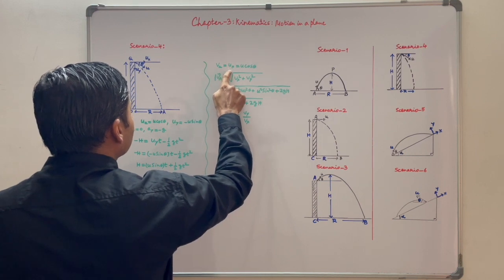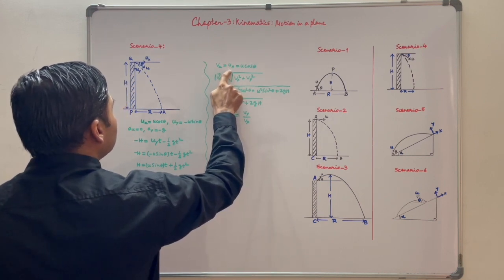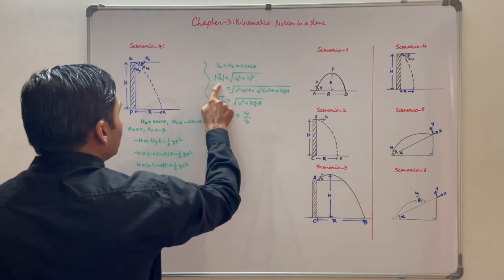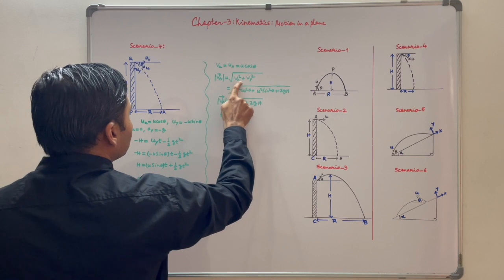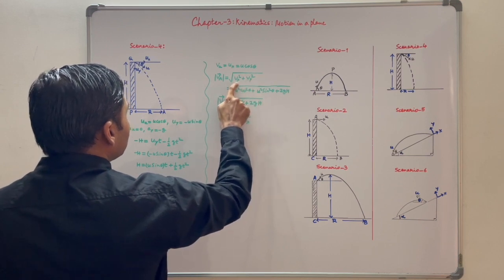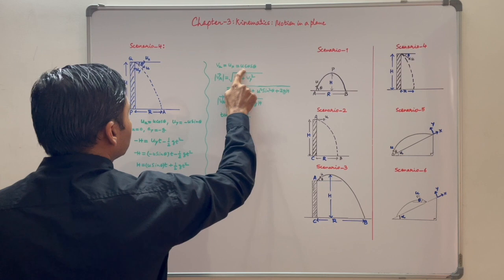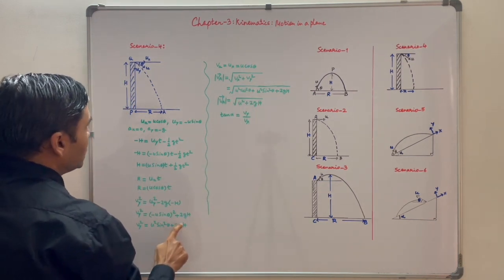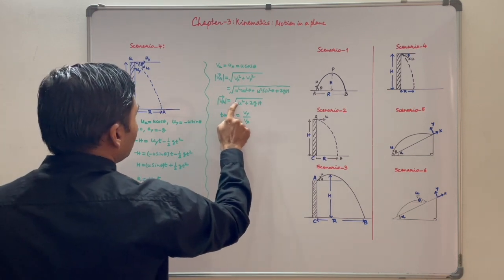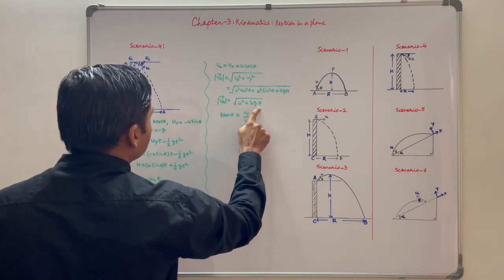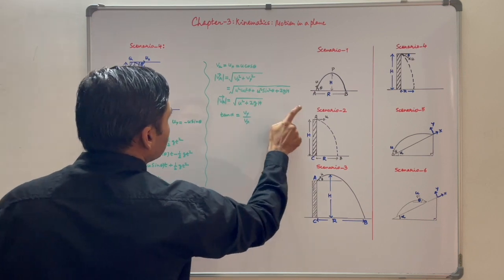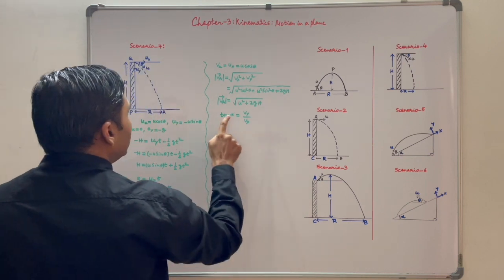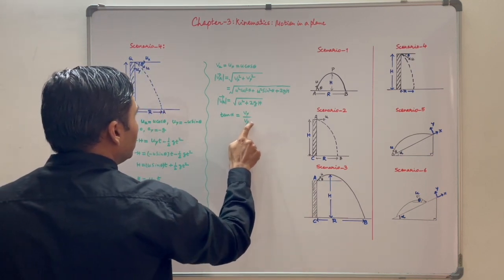Vx is equal to Ux as the horizontal component of velocity remains constant, and that is equal to U cos theta. Magnitude of V is equal to under root Vx square plus Vy square. Vx square is equal to U square cos square theta and Vy square is equal to U square sin square theta plus 2gh. So magnitude of V is equal to under root U square plus 2gh. It is the same as in scenario 2 and scenario 3 when the particle hits the ground. Tan alpha is equal to Vy upon Vx.